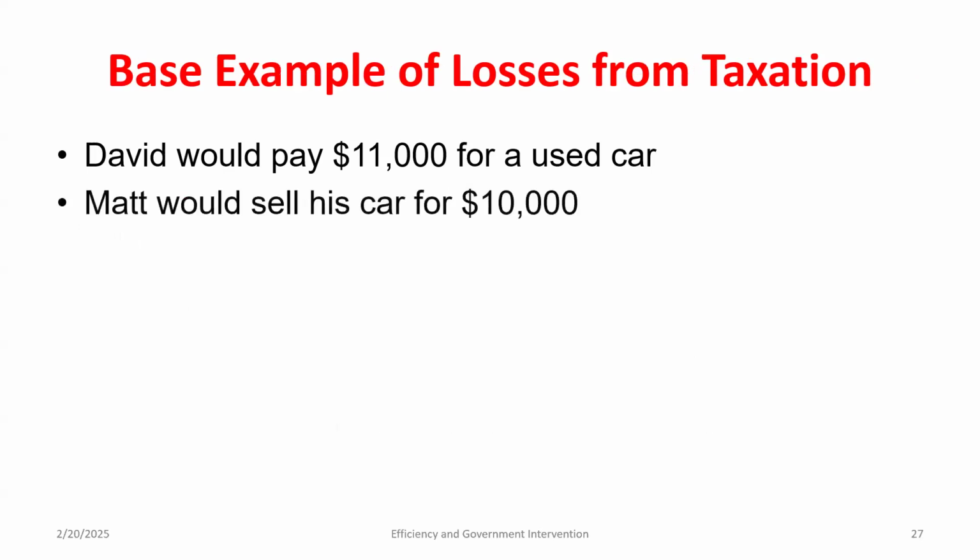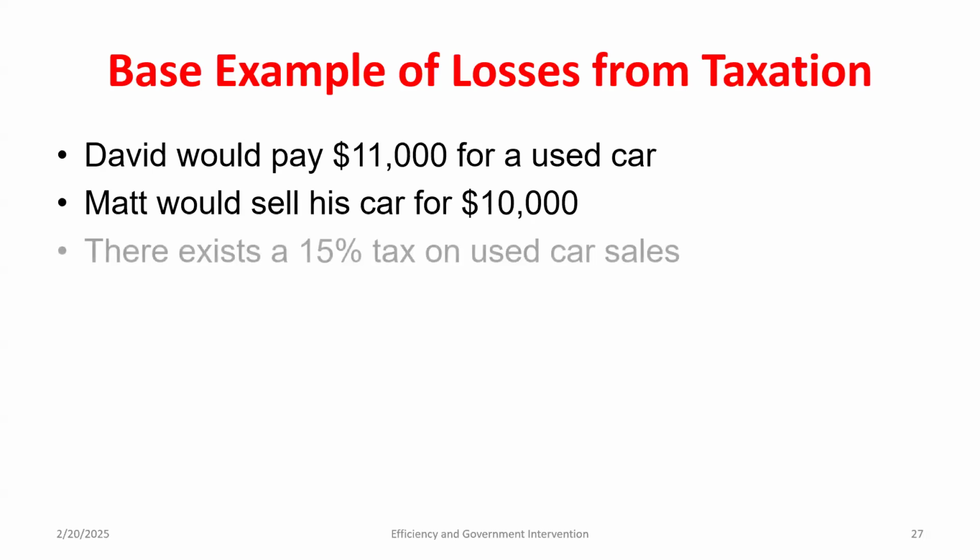So let's say there's a used car, and David's willing to pay $11,000 for it. Matt's trying to sell it. He's willing to sell it for anything over $10,000. Can they come to some agreement? Yeah, any price in that range, they both would be okay with. Call it $10,500. They'd both be like, oh, I would have paid $11,000. Oh, I would have sold it for $10,000. We're both better off. Okay.